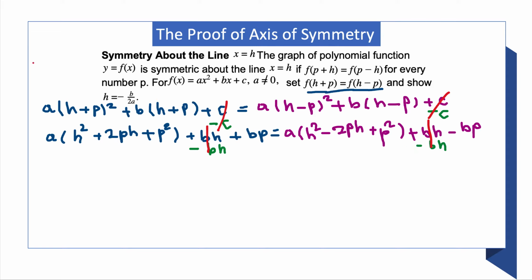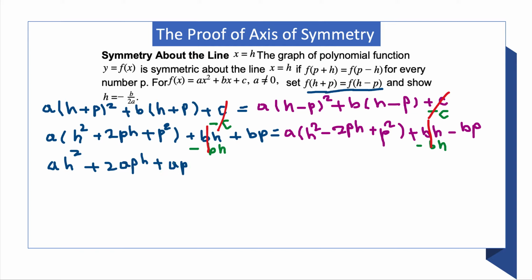And here now I'm going to distribute everything inside parentheses. And if I'm distributing everything, it's going to be a h squared plus 2a ph and plus a p squared.